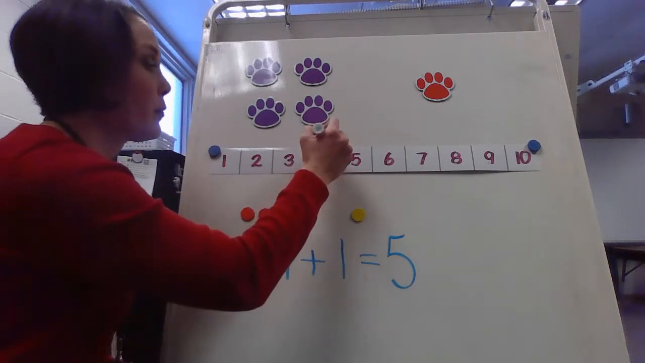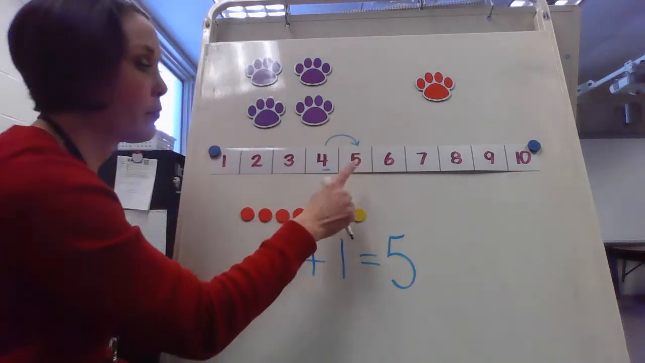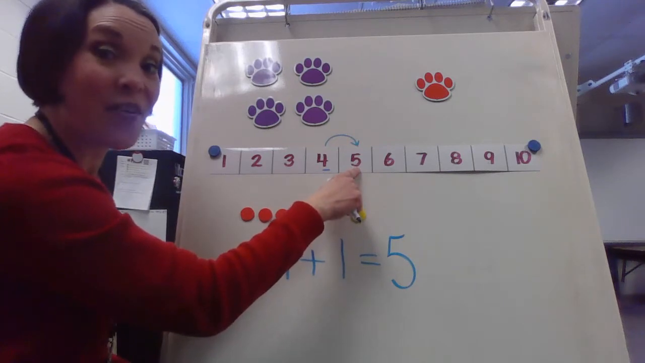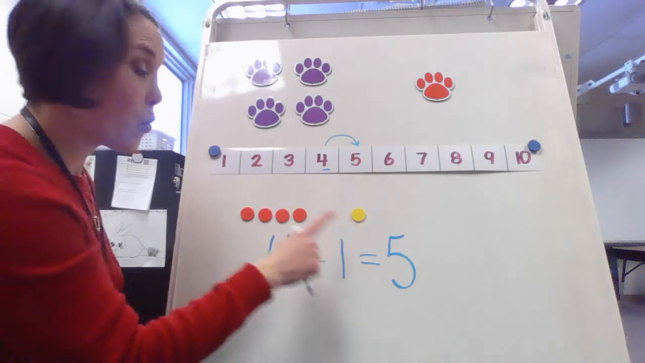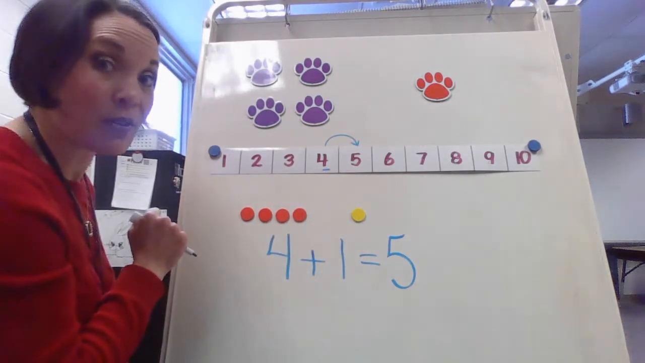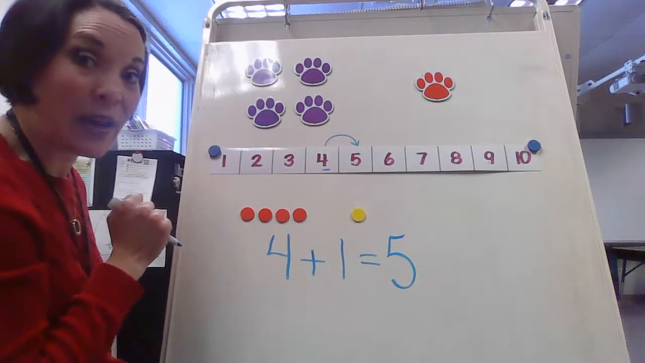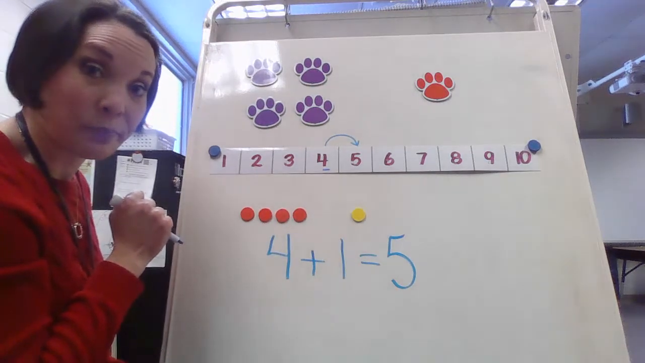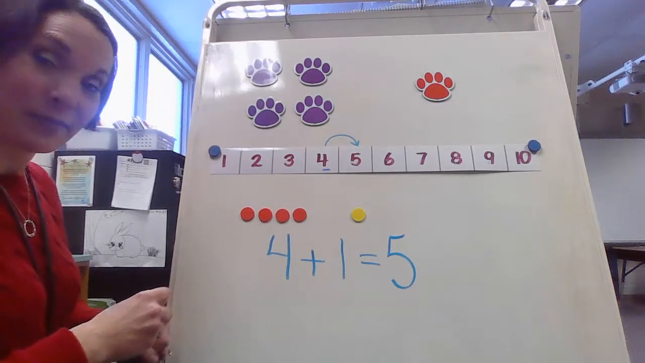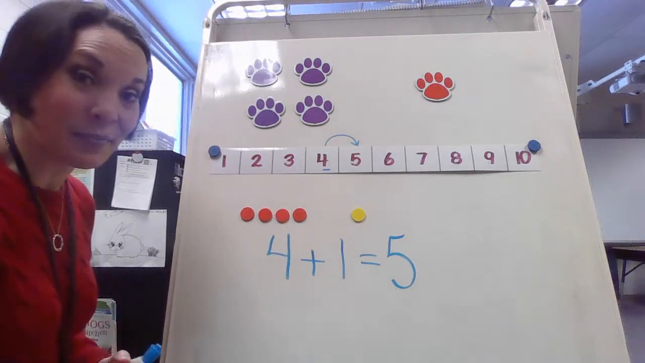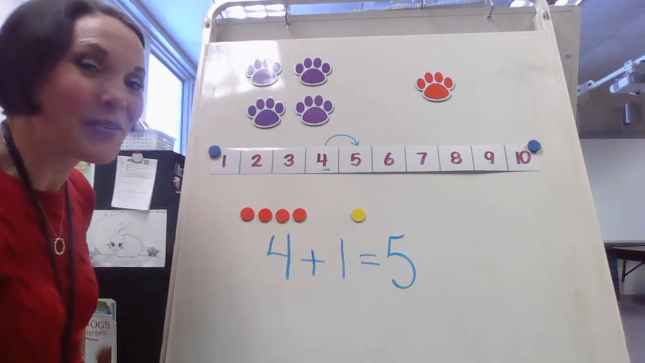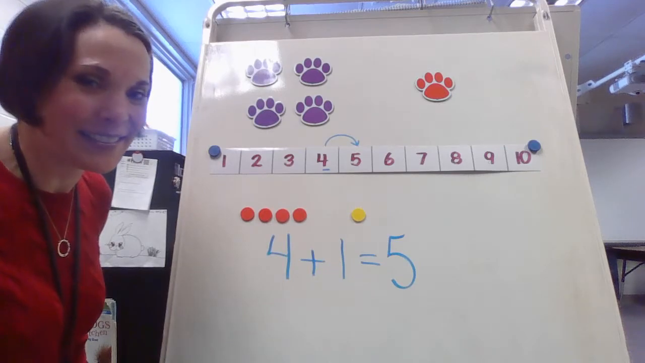1. What did we end on? 5. What is our answer? 5. We counted it in our counters. We counted it also in our story picture. So how about that? We did it. We're doing it with multiple strategies.